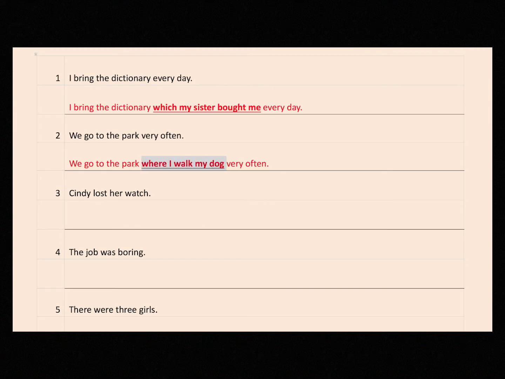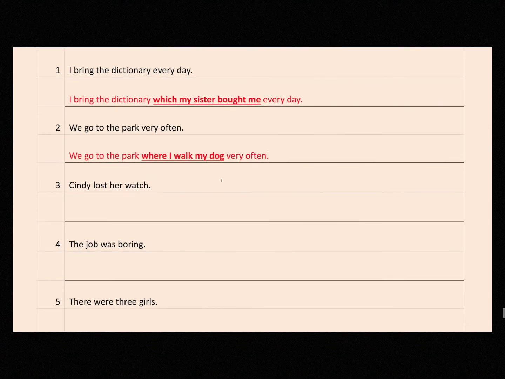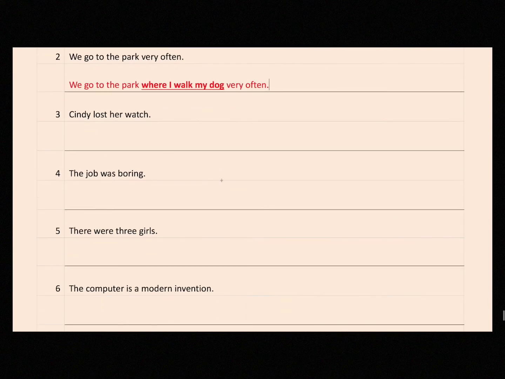So we go to the park. Which park is it? It's the park where I walk my dog. Okay, so we use where to refer to the park. We go to the park where I walk my dog very often. Okay, so we extended the meaning of the park, specifying the park.